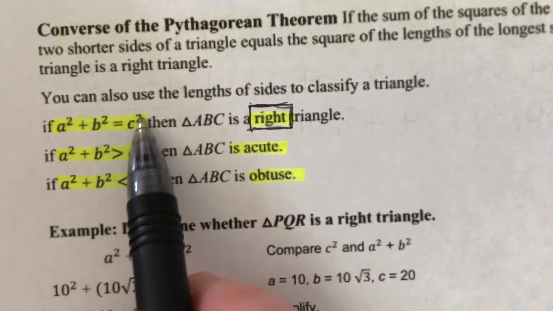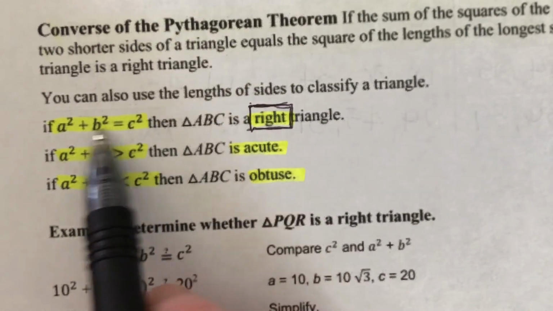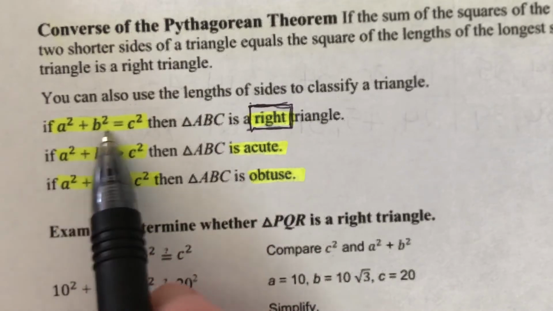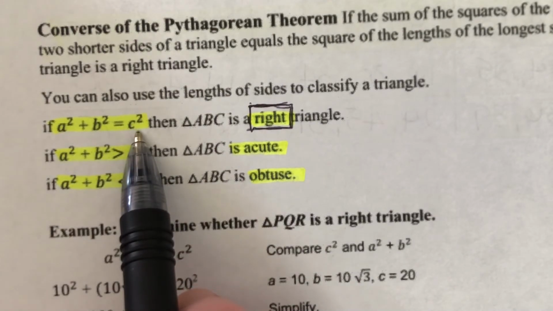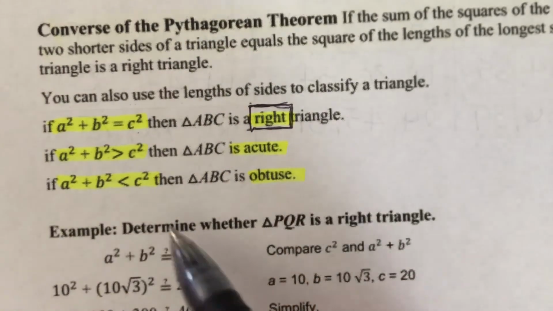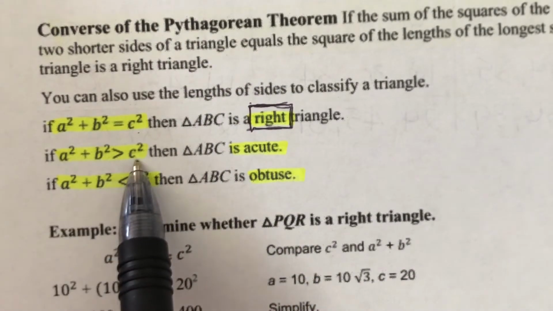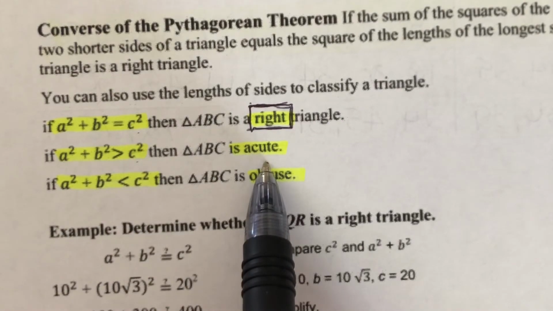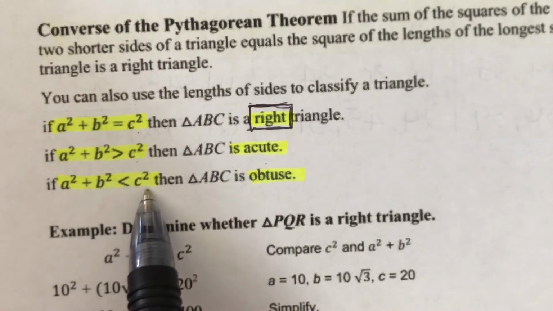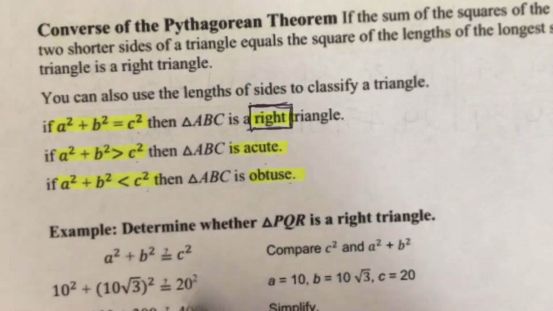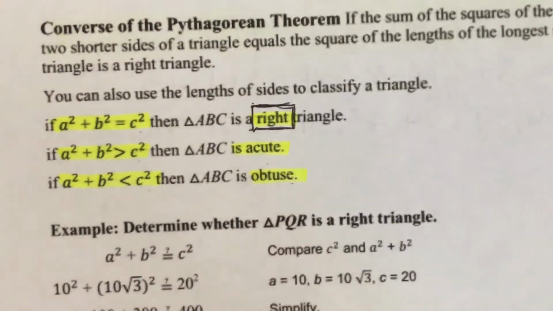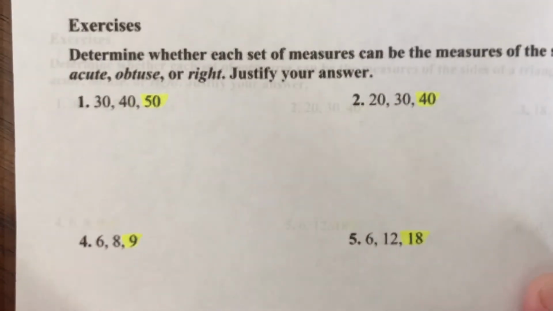So it's going to be exactly a right triangle if the 2 legs squared added together equals the third side squared, but a lot of times they aren't going to be perfectly equal. So if the 2 legs squared added together are greater than the third side squared, it's an acute triangle. And if it's less than the third side squared, then it's an obtuse triangle. So you're going to use this to answer some questions down here.